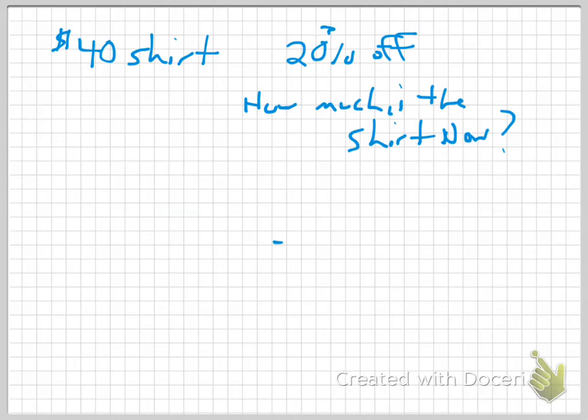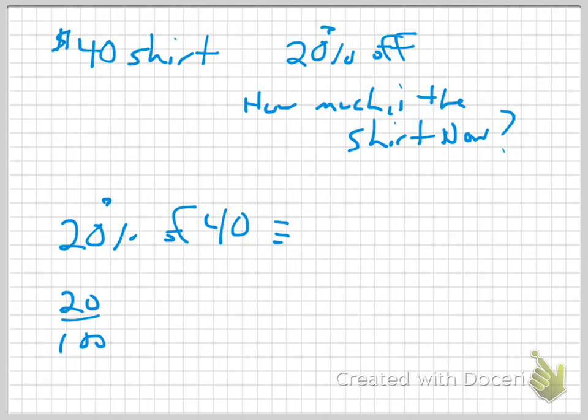Isn't this a common thing? You go to the mall and you see there's a big sign that says 20% off. Don't I need to know what 20% of 40 is? Don't I need to know what 20% of the original price is? Right? So you go, 20% of 40. 20% of $40 is, okay, how do I write this? You put 20 over 100 times 40 over 1.